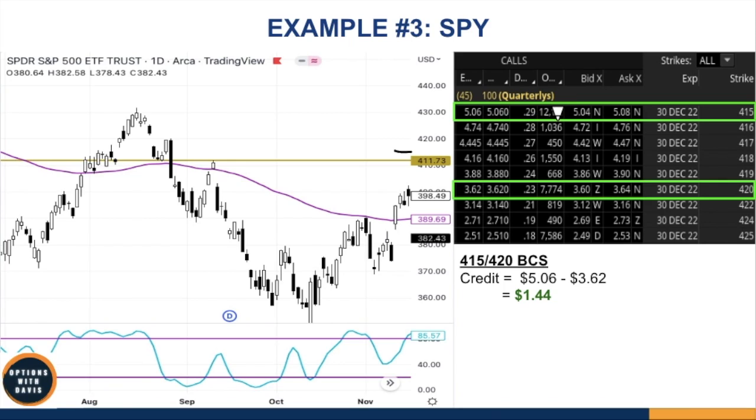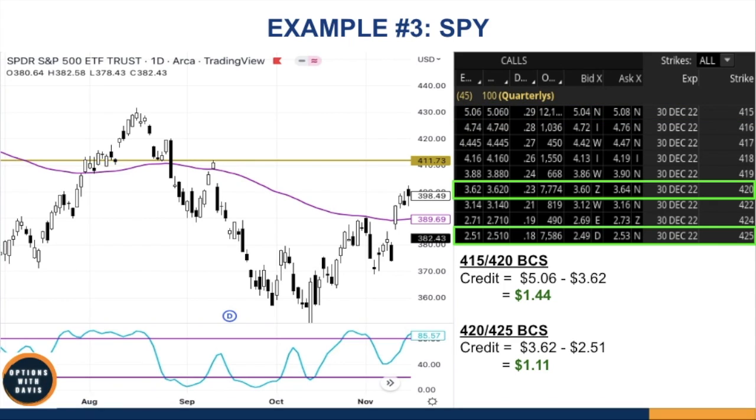You can see with the 415, 420, we can get $1.44. So this is a green light for us to place the bear call spread. I generally like whole numbers, so I will place a limit order to go for $1.50, or maybe even $1.75, something like that. Now let's take a look at the bear call spread, 420 and 425. This way you're even more conservative, and we can get $1.11. Again, this is a green light for us to place the bear call spread. If you don't like this credit, you can go for a limit order, $1.25, $1.50, wherever you feel comfortable with for the credit.